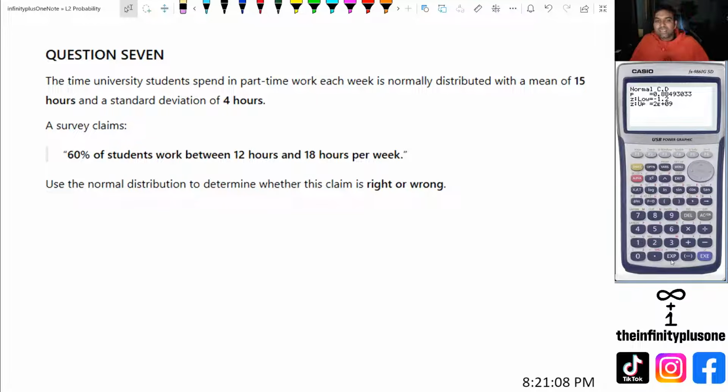All right, try this one here. So mean of 15 and standard deviation of 4. And then there's a claim that 60% of students work between 12 to 18.